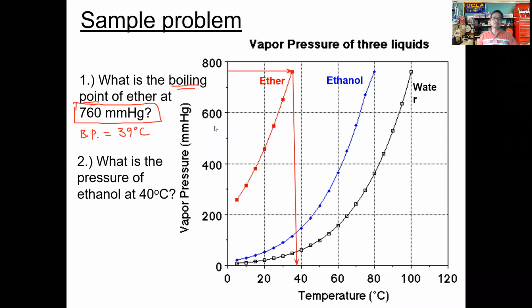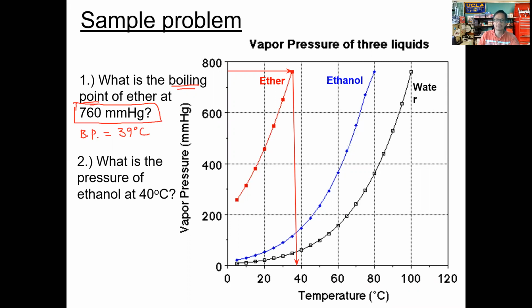What is the pressure of ethanol at 40 degrees Celsius? Take about 30 seconds, answer that question, and then let's come up with the answer together. So, the pressure of ethanol at 40 degrees Celsius. Let's take a look at ethanol, folks. This time, we're given the temperature of 40 degrees Celsius, so let's find ethanol.